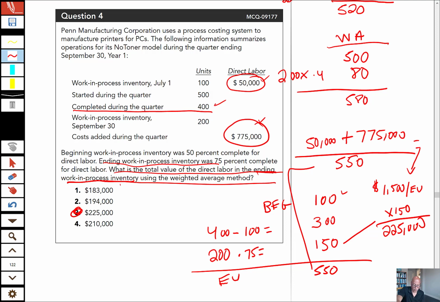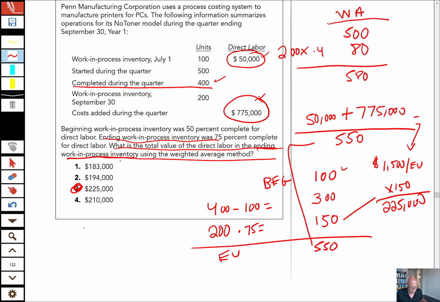Okay, good. So again, the key thing here, because the second question that we worked wasn't really that much different from the first question when it came to the equivalent units calculation, was that we absolutely had to sit there and make sure we knew what cost to include in that numerator, right?